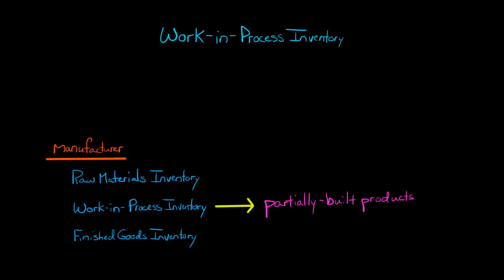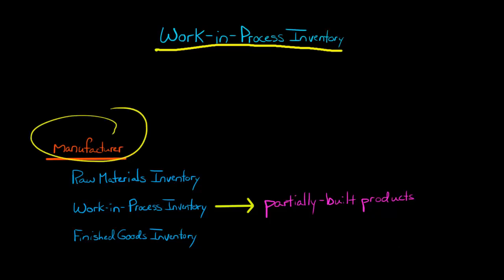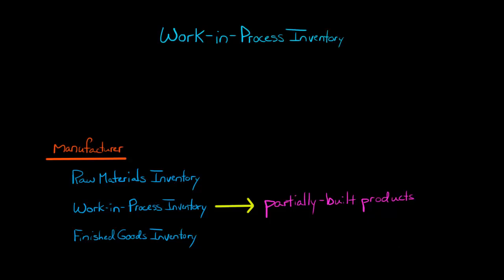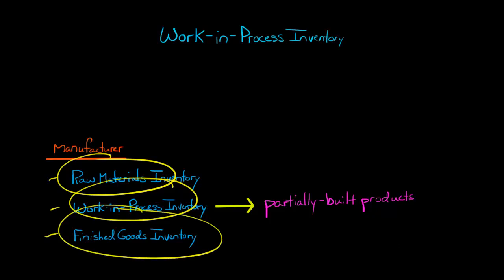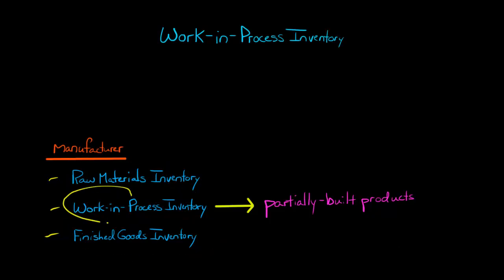In this video, we're going to discuss work in process inventory. So you would see work in process inventory for a manufacturing company. And if you remember, manufacturing companies have three types of inventory. They've got raw materials inventory, then they've got work in process, and they have finished goods. So I just want to focus here on the work in process.